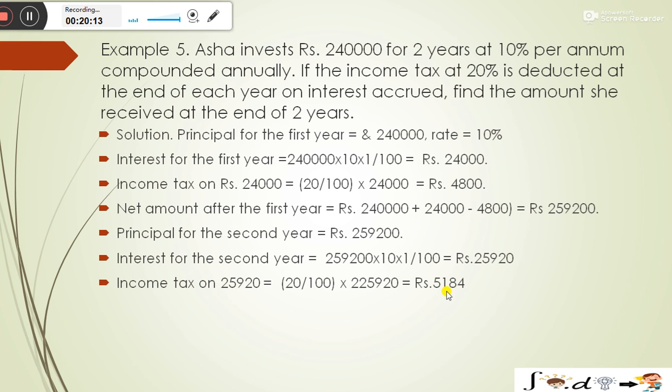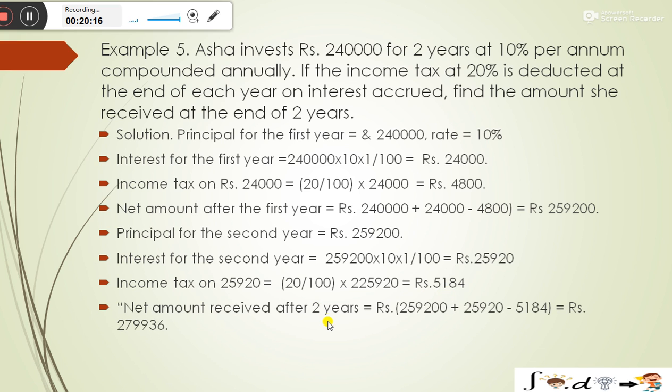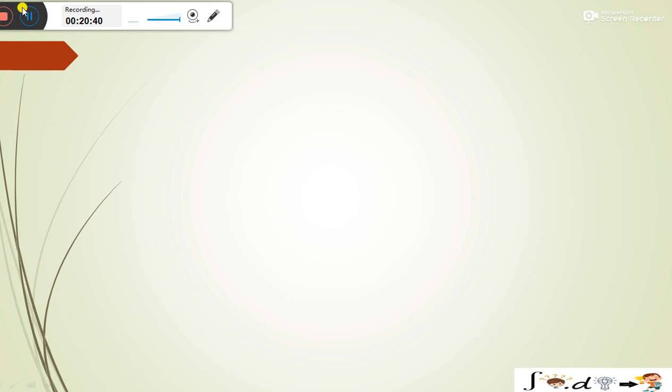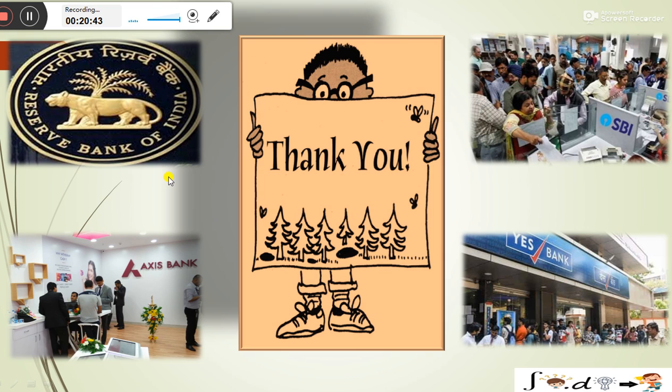That is rupees 5184. And net amount after 2 years, that is 2,59,200 plus 25,920 minus 5184, that is equal to 279936. Is it clear? Okay, today you have to do first exercise of compound interest. Thank you and have a nice day.